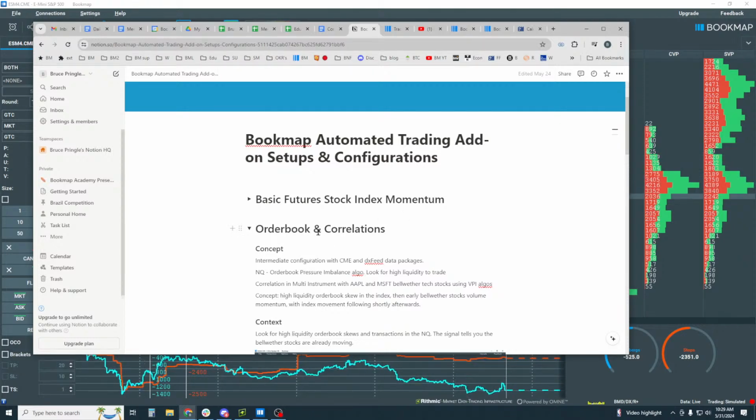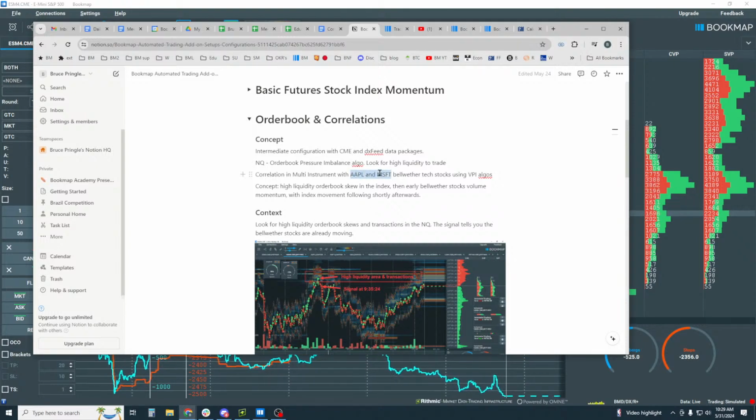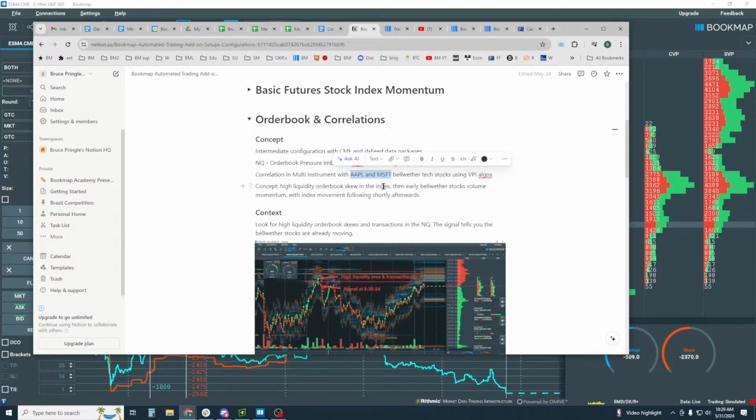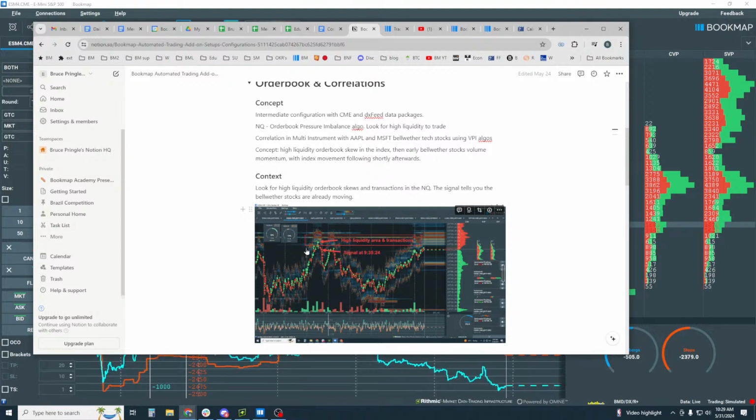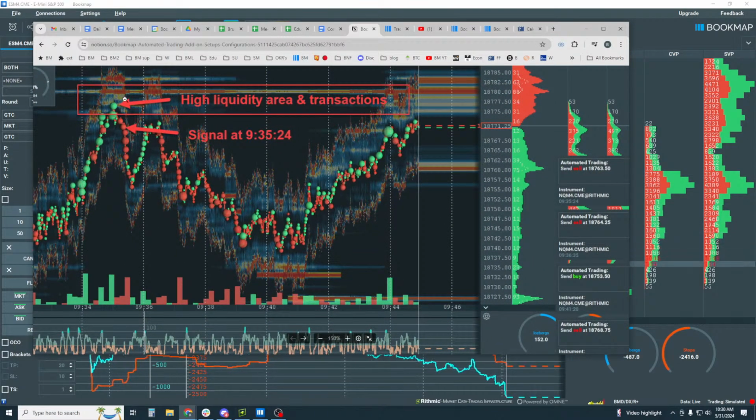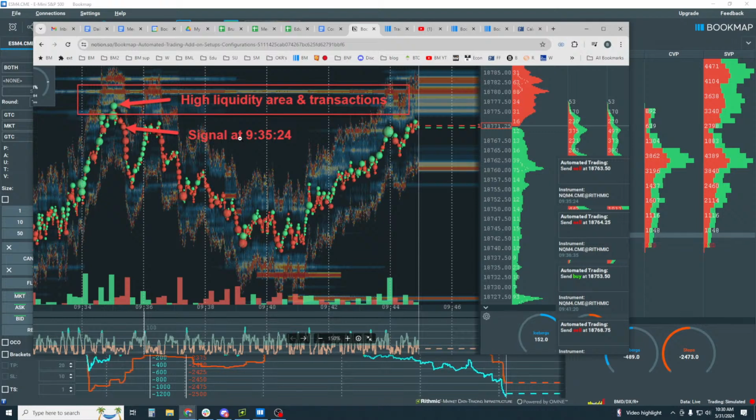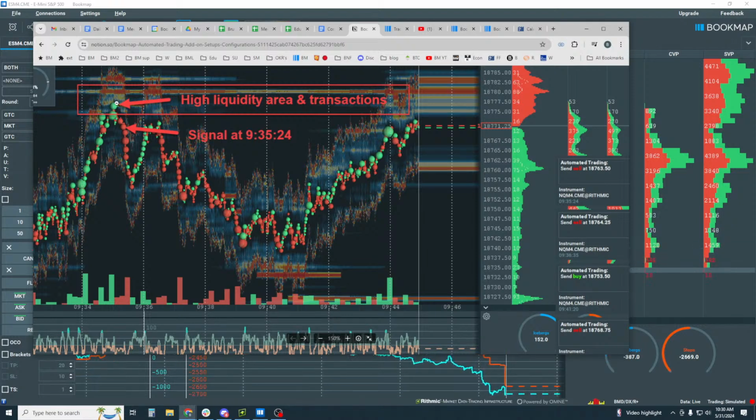The order book and correlations in here. We're looking at the NQ, and then we're looking at correlated bellwether stocks of Apple and Microsoft. For the NQ, we're actually using the order book imbalance. We're looking for liquidity in here to give us insight, like high liquidity up in some of these areas. And here you can see we got a signal, a nice one. The idea and concept in this one is very simple: the NQ comes up to this area and trades into high liquidity. There's our order book imbalance.